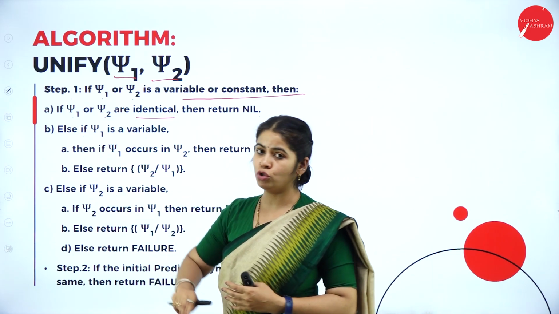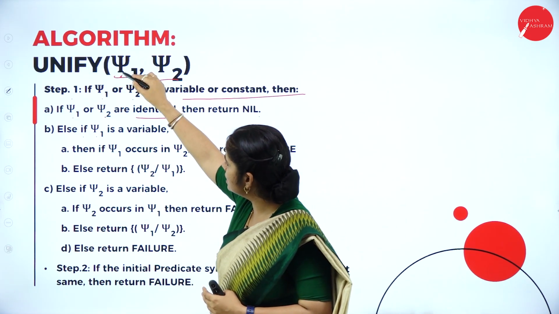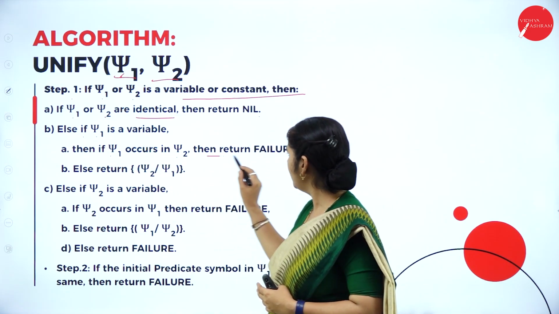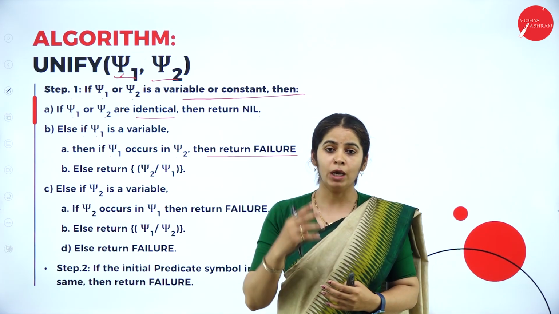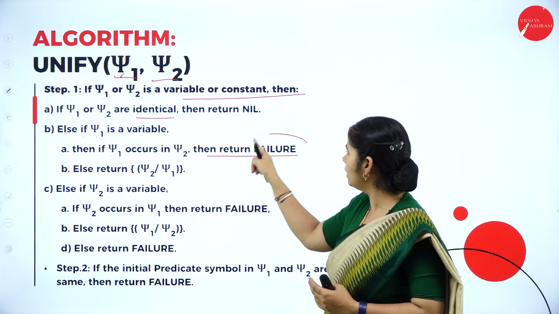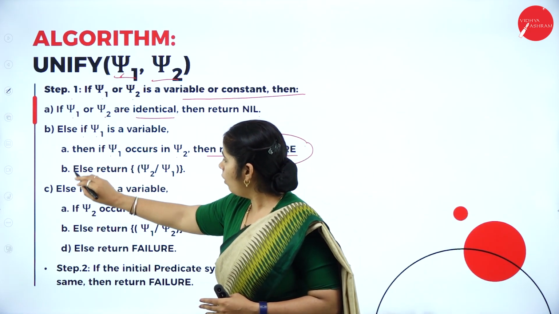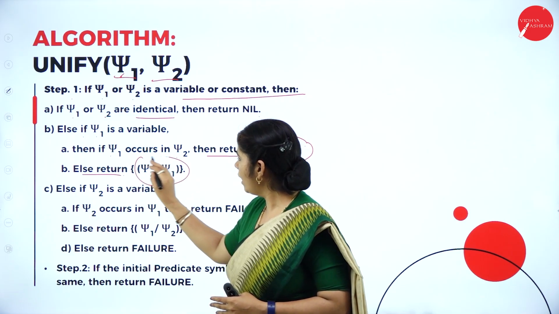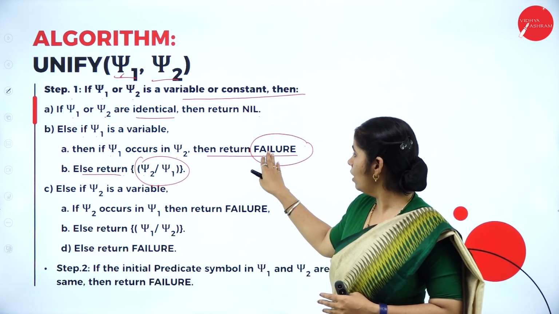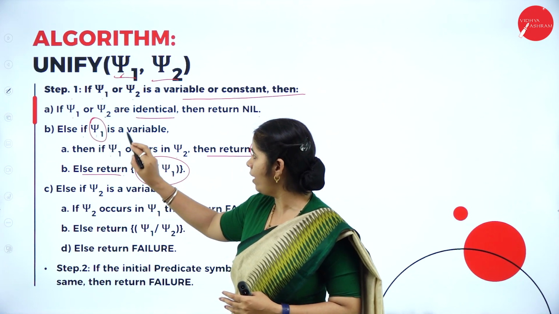So what do we have to check? We have to check if psi 1 is a variable. If psi 1 is a variable, then what do we do? If psi 1 occurs in psi 2, then it returns fail. Why does it fail? Because the same literal cannot occur more than one time. That's why it returns fail. That is a condition we have for unification. Then otherwise we substitute psi 2 for psi 1 to avoid this failure condition. Firstly we are checking whether psi 1 is a variable.